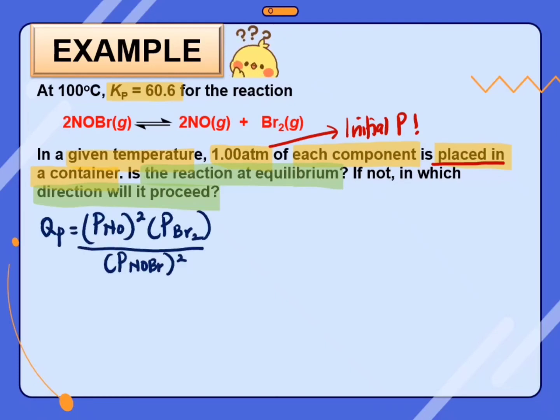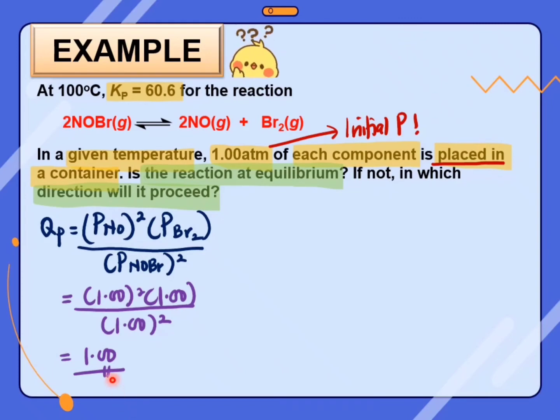Okay guys, so this is the QP expression. You can see the expression is the same as the KP expression, but the pressure values here are not equilibrium pressures. For KP, the pressures we use should be equilibrium pressures, but here we just use the initial pressures. Just now we know that the initial pressure for each reactant and product is 1 atm, so we just substitute into this formula.